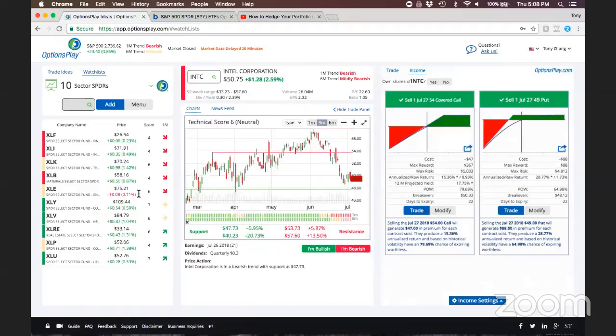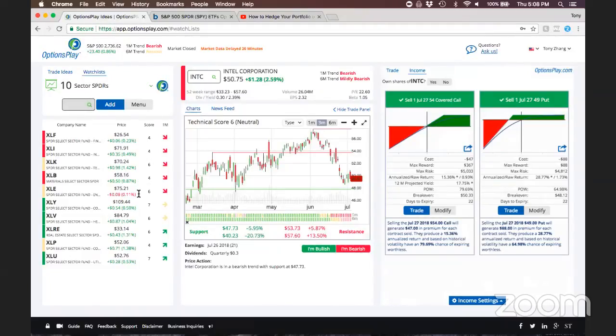Steve's asking, to also offset hedge costs, could you not also sell covered puts on your long puts while the market is going down? Steve, could you possibly elaborate a little bit on that? What do you mean by sell covered puts? I'm not familiar with what you mean by covered put.